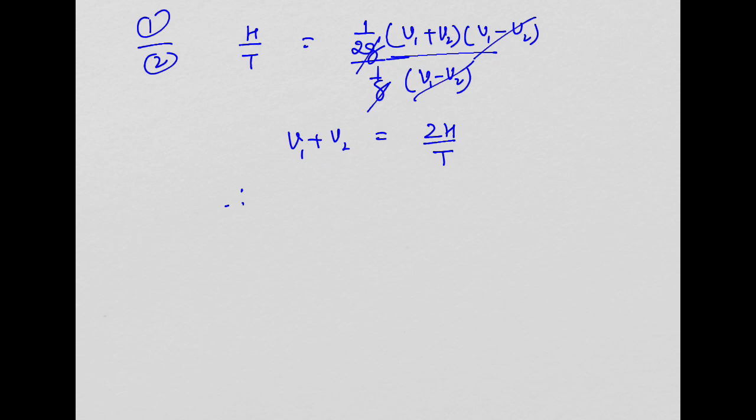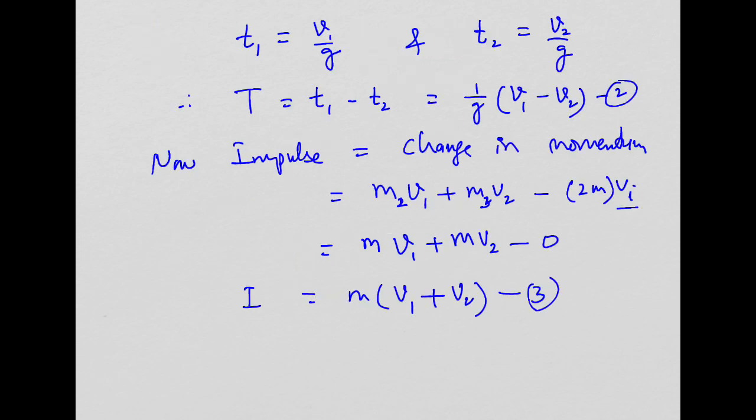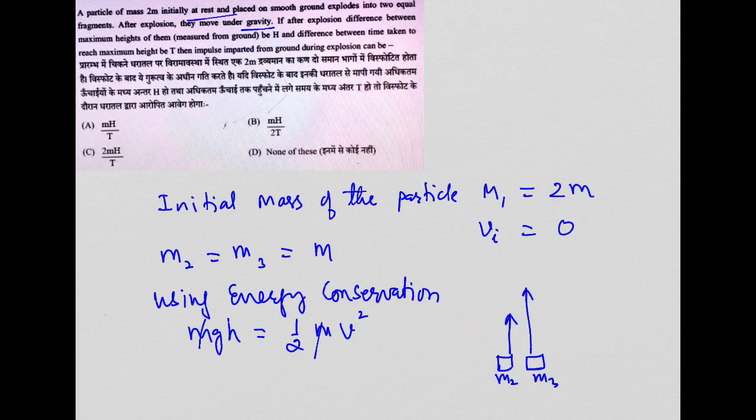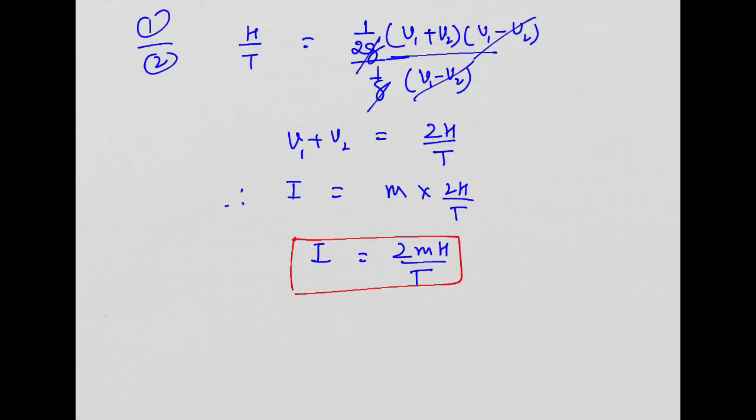Okay, so now using equation 3, impulse is equal to m multiplied by (v1 plus v2), and v1 plus v2 is 2h by t. So finally impulse is given as 2mh by t, which is the answer for the given problem here, and this is option C, which is correct over here. Thank you.